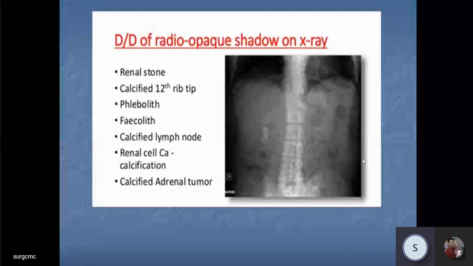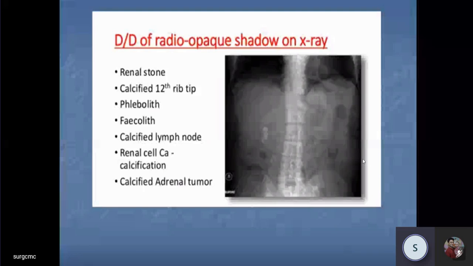First of all, you have to know, if you get radio opaque things in the abdomen, what are the possibilities? One, renal stones. There can be 12th rib calcification, a phlebolith within the veins, a fecalith within the appendix, a calcified lymph node, renal calcification can be there, and there can be a calcified adrenal tumor. So many things can be radio opaque shadows in X-ray.